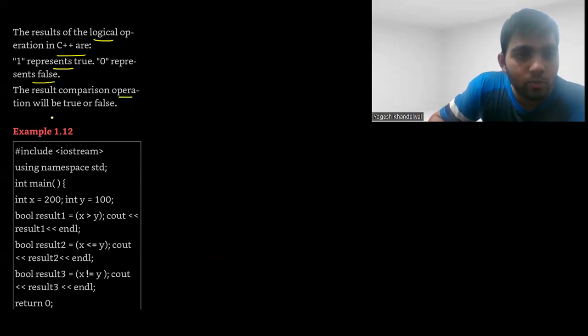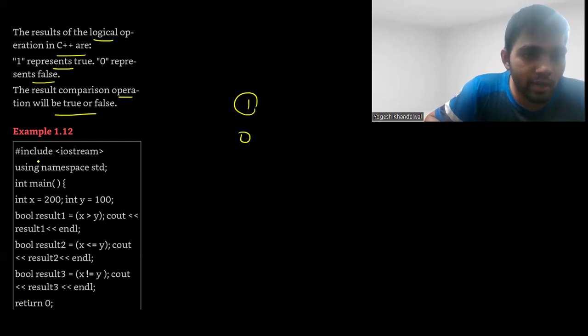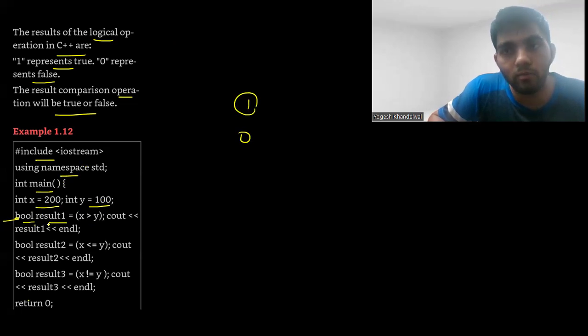The result of a comparison operator will be true or false. After doing a logical operation, the result will be true or false, and true is represented by 1 and false is represented by 0. So let's see one example. Include iostream, using namespace std, int main. Then we are defining two integers x and y. We are defining result one, using the bool data type, because after doing a logical operation, the result will come in the form of true or false, or 1 or 0.